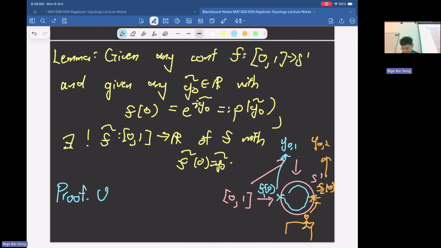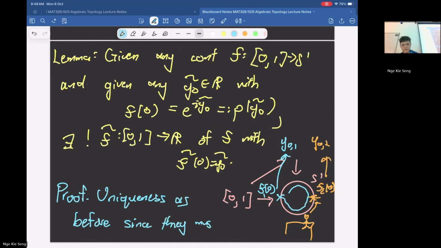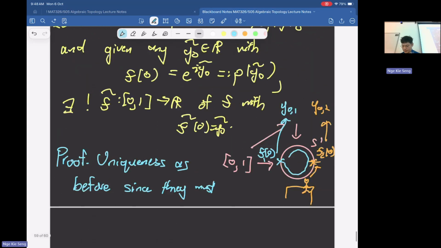Well, uniqueness as before. Since they must agree at y0, at that point.